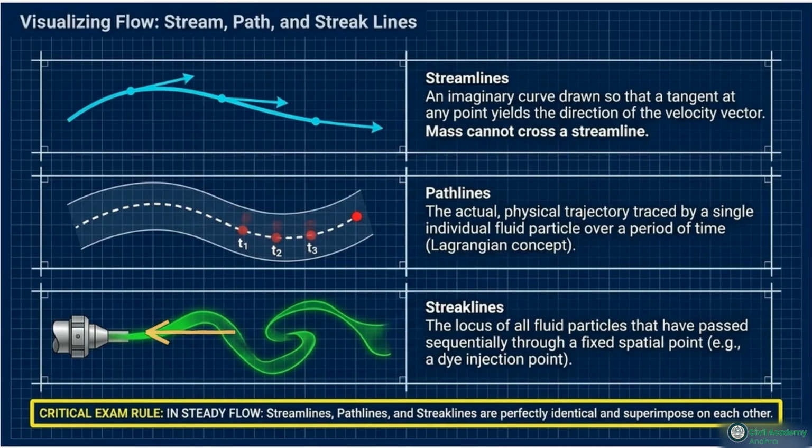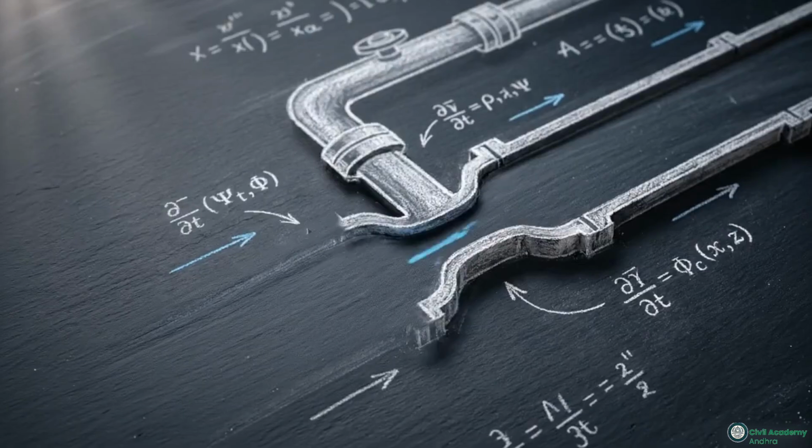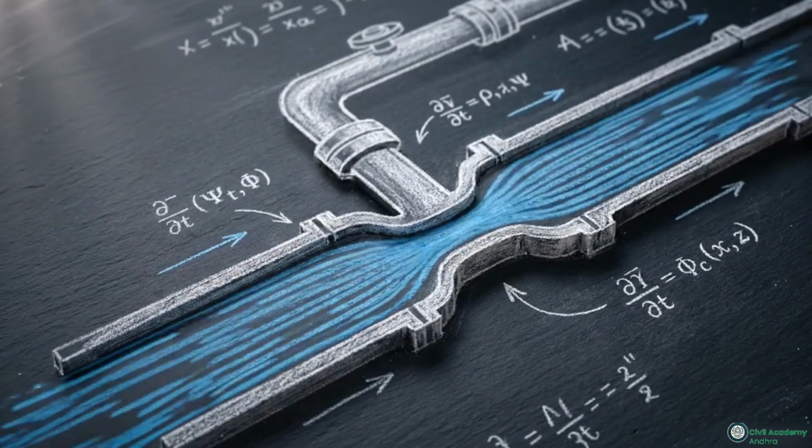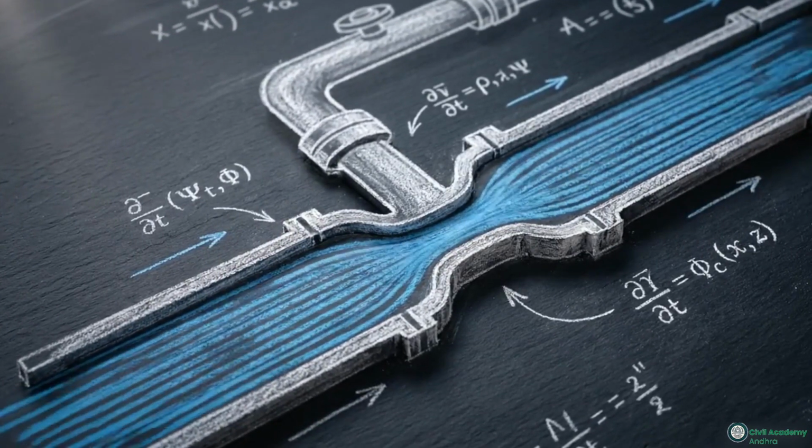Notice the critical exam rule. In a steady flow, all three lines are perfectly identical and superimpose. Knowing these lines converge in steady flow allows an engineer to deduce the system's state from a single visual cue, bypassing the math. Before assessing behavior or acceleration, an engineer must first verify the flow is physically possible. This is the function of the continuity equation.